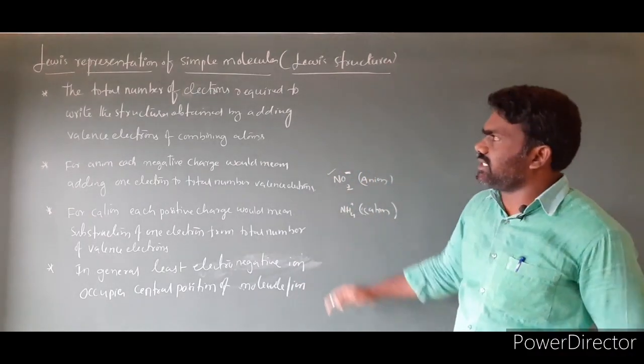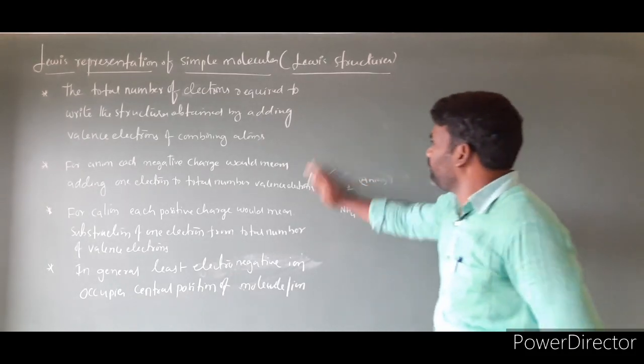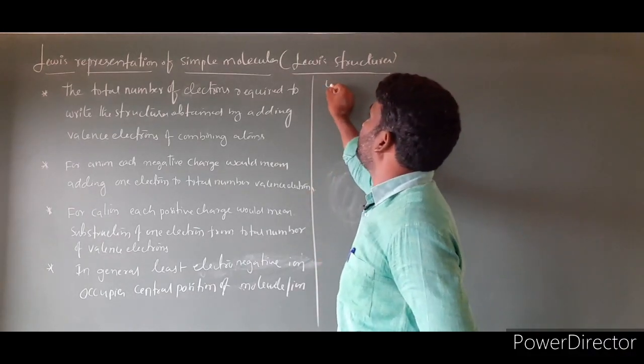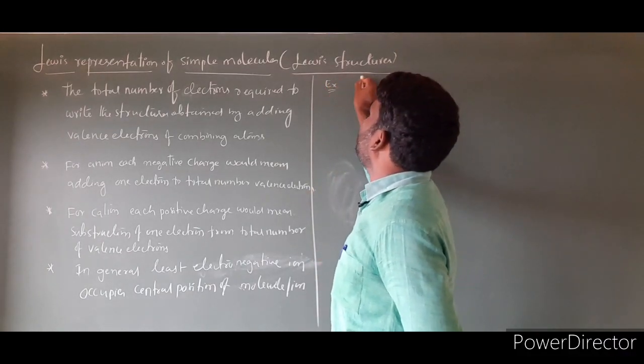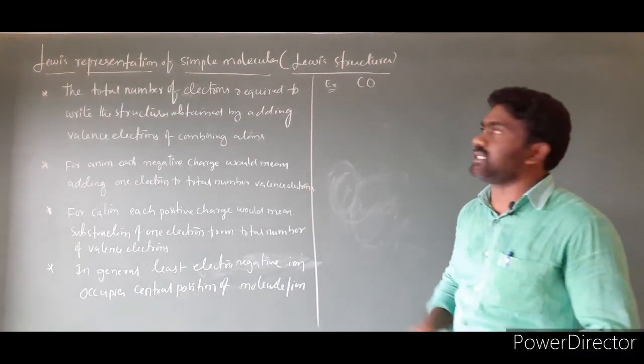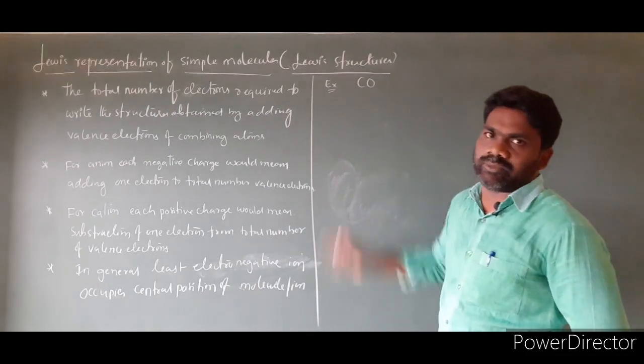Now let us understand each and every rule by taking some examples. First I am taking one simple molecule for better understanding: carbon monoxide. I took carbon monoxide to understand how to write Lewis structures. So how do we write the Lewis structure of carbon monoxide?